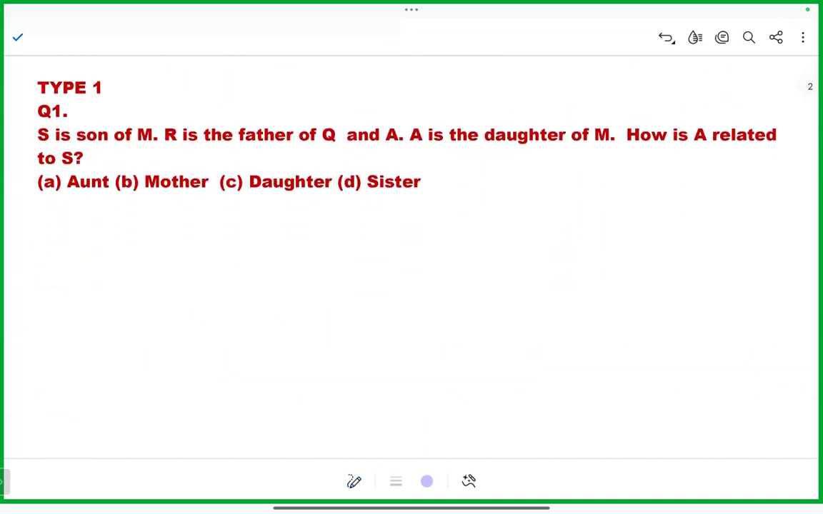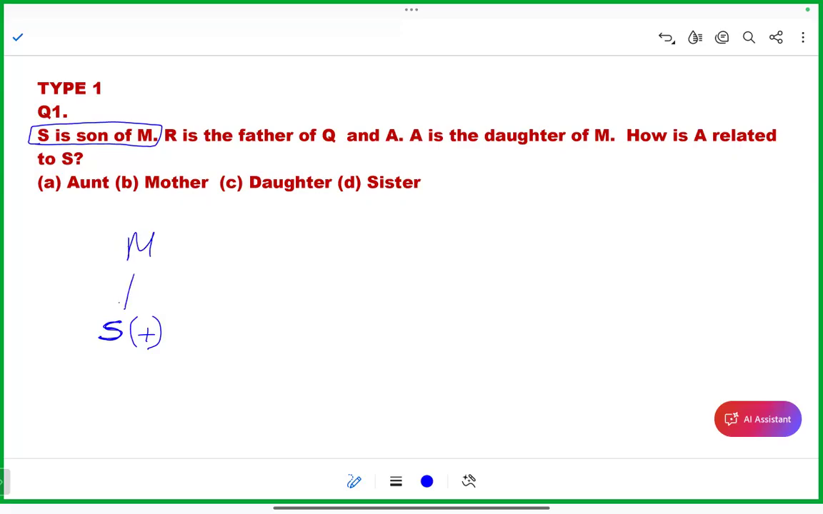Now, type 1, let's look at this. S is the son of M. From the first line, you have to plot in your answer paper or your rough paper. S is the son. You already know that S is the son. So S is the son. Son is male, so plus sign. S is the son of M. But we don't know whether M is male or female, father or mother, we don't know. But son, it is established.